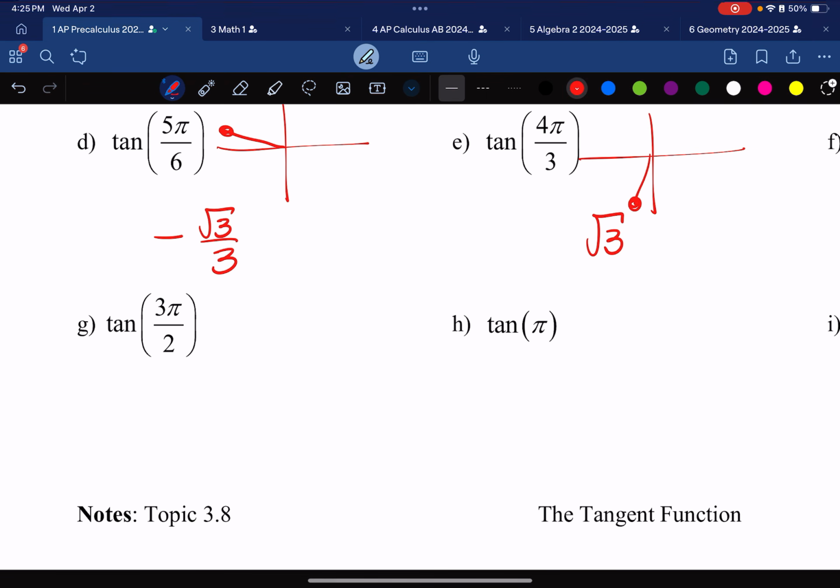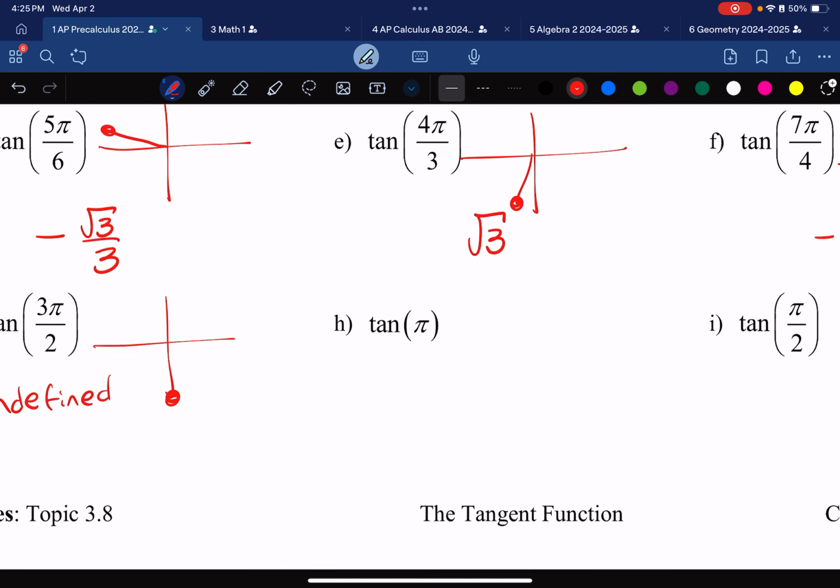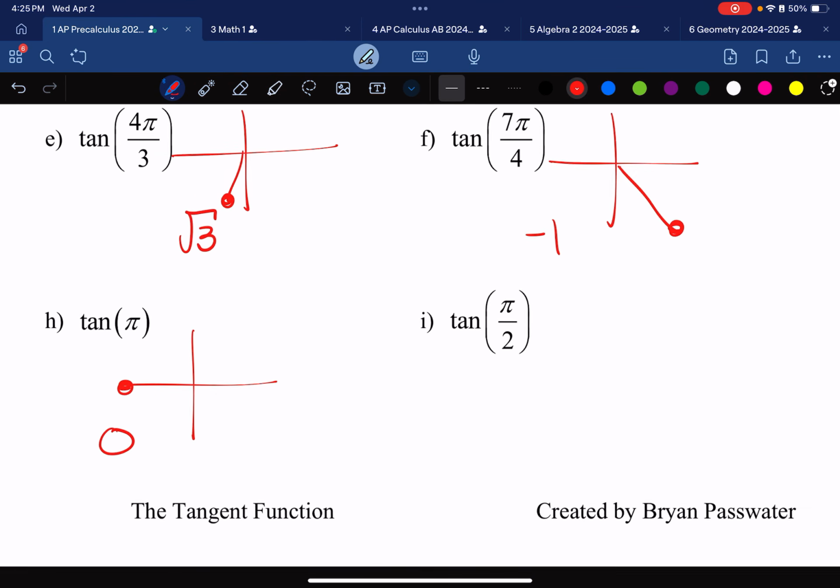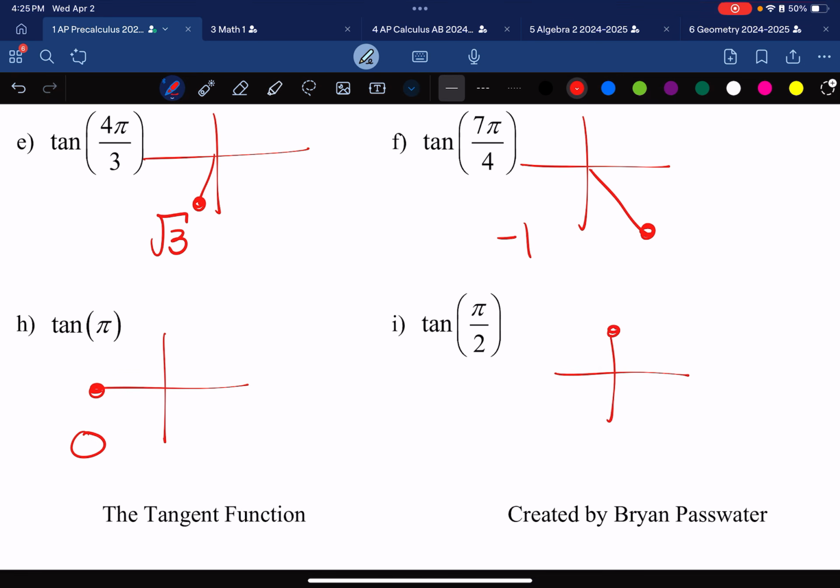And then I go to G. 3 pi over 2. 3 pi over 2 lives straight down. This is an undefined slope. You can't say infinity. You can't say negative infinity. You need to say undefined. And then I move on to tangent of pi. Well, pi lives straight out to the left. What is the slope of the line that does this? That's a slope of 0. And then finally, tangent of pi over 2. Pi over 2 lives straight up. Again, when I have a slope that goes straight up, it's a slope of infinity, but I can't say that, so I say undefined. Whew, that was fun.